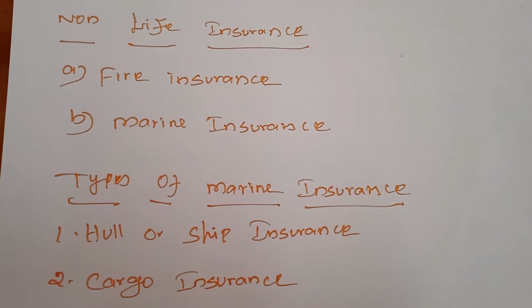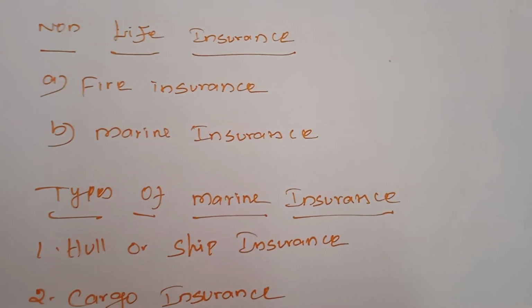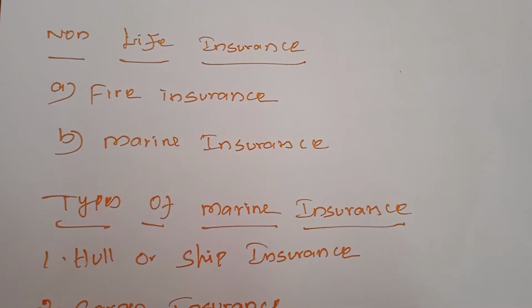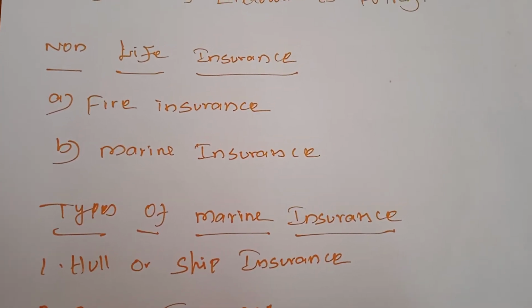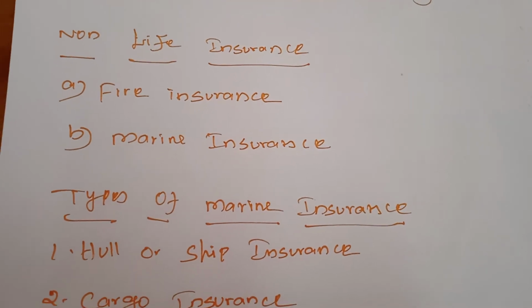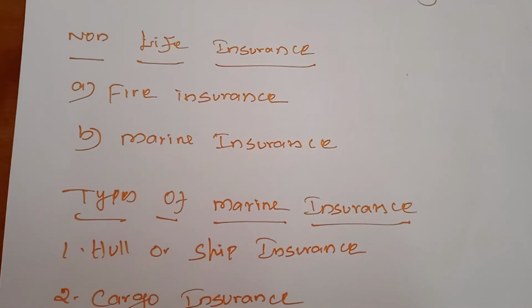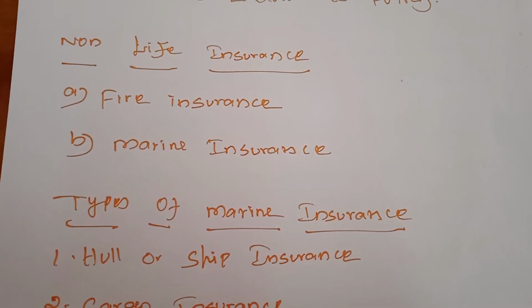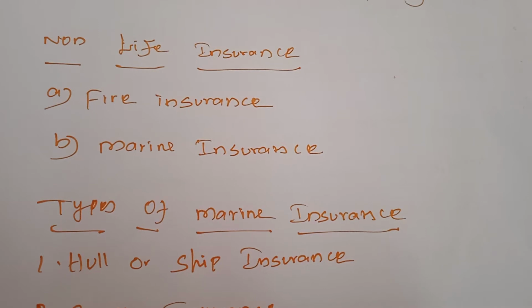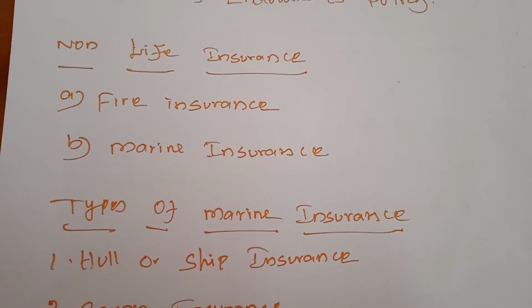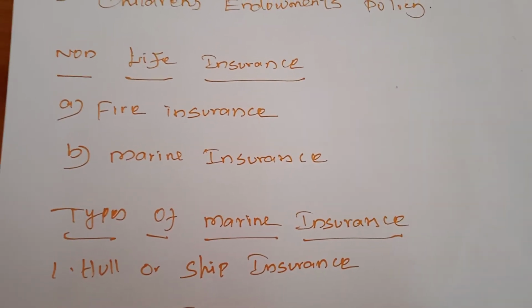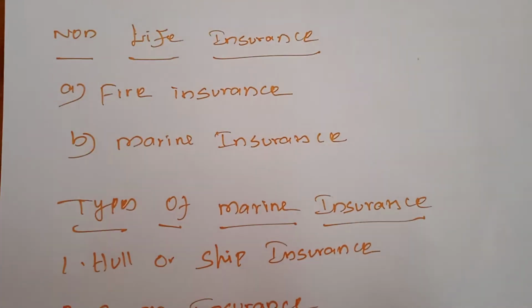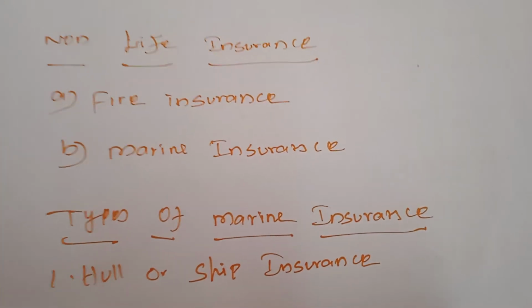Next, the contract is based on the principle of utmost good faith. I think you remember the principle of utmost good faith. Utmost good faith means both persons, the insurance company and the insured, must disclose their information on the subject matter. The insurance company must inform all the details of the insurance policies, and the insured also has to inform all the characteristics and features of the subject matter.